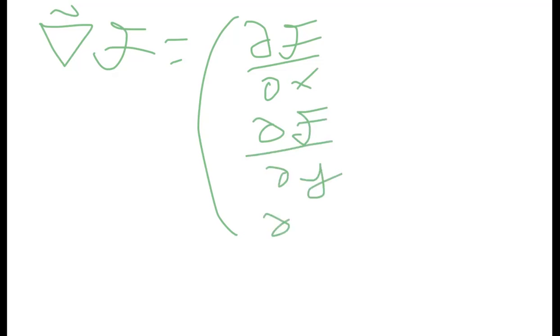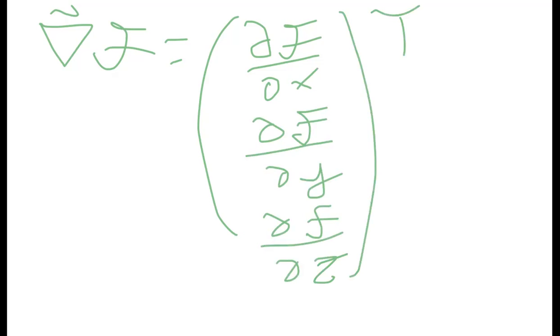And that's just this vector like so, except we usually write it in its transposed form. And we usually write it as the transpose because what we do is we take grad f dot v, which is basically the derivative of f with respect to v, where v is some arbitrary vector giving a direction.